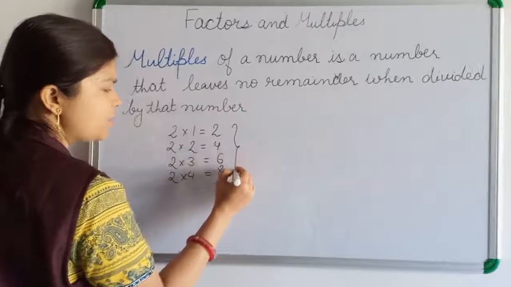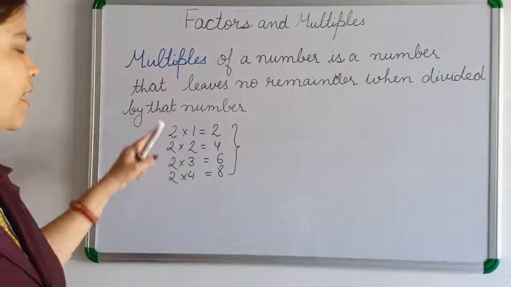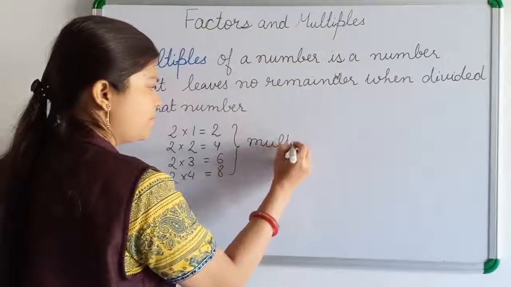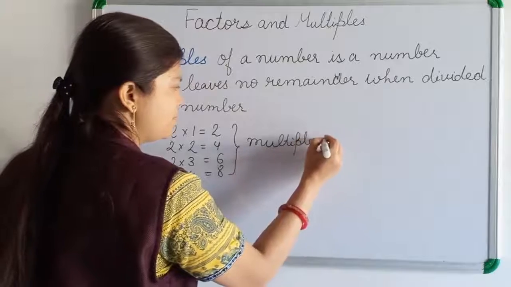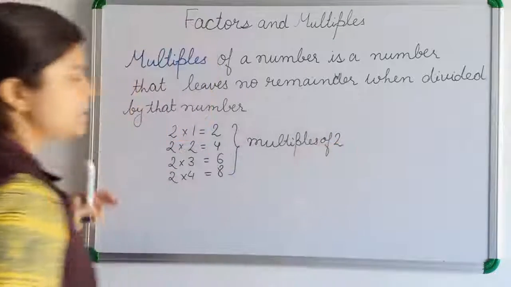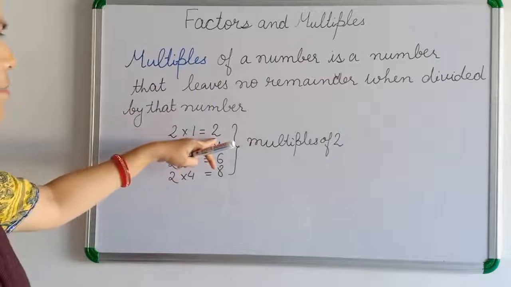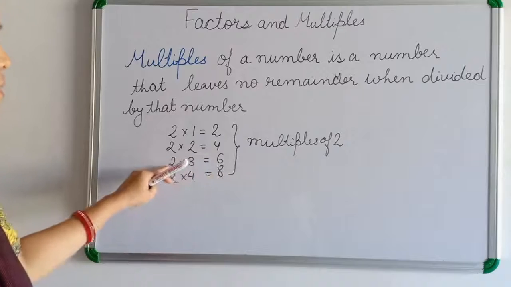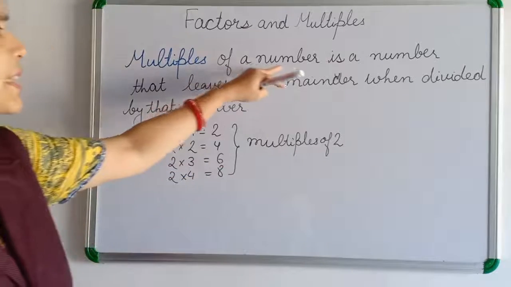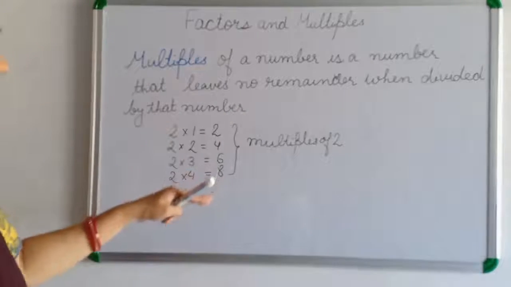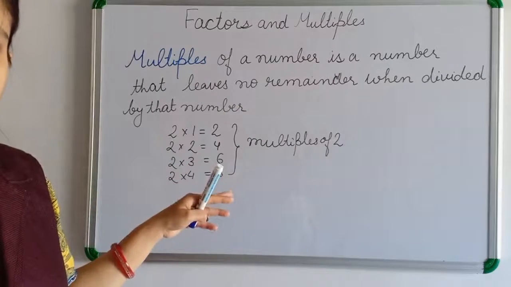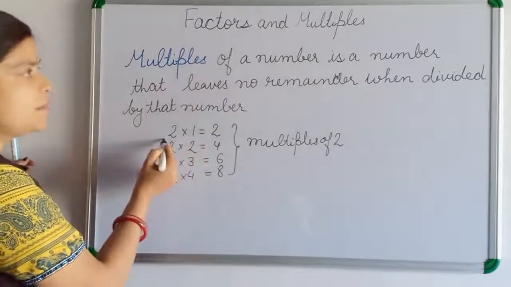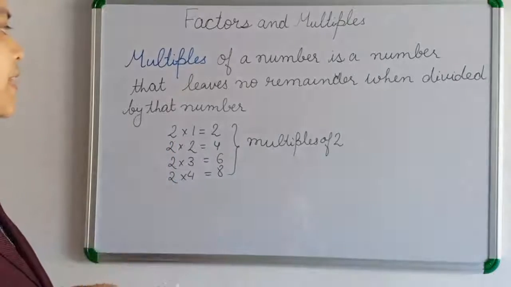You can see all these numbers are the multiples of 2. If I am saying this number is a multiple of 2, 2 is a multiple of 2, or 4 is a multiple of 2, or 6 is a multiple of 2, or 8 is a multiple of 2, by the definition it is said that when we divide it by 2, it leaves no remainder. A multiple of a number is a number that leaves no remainder when divided by that number.